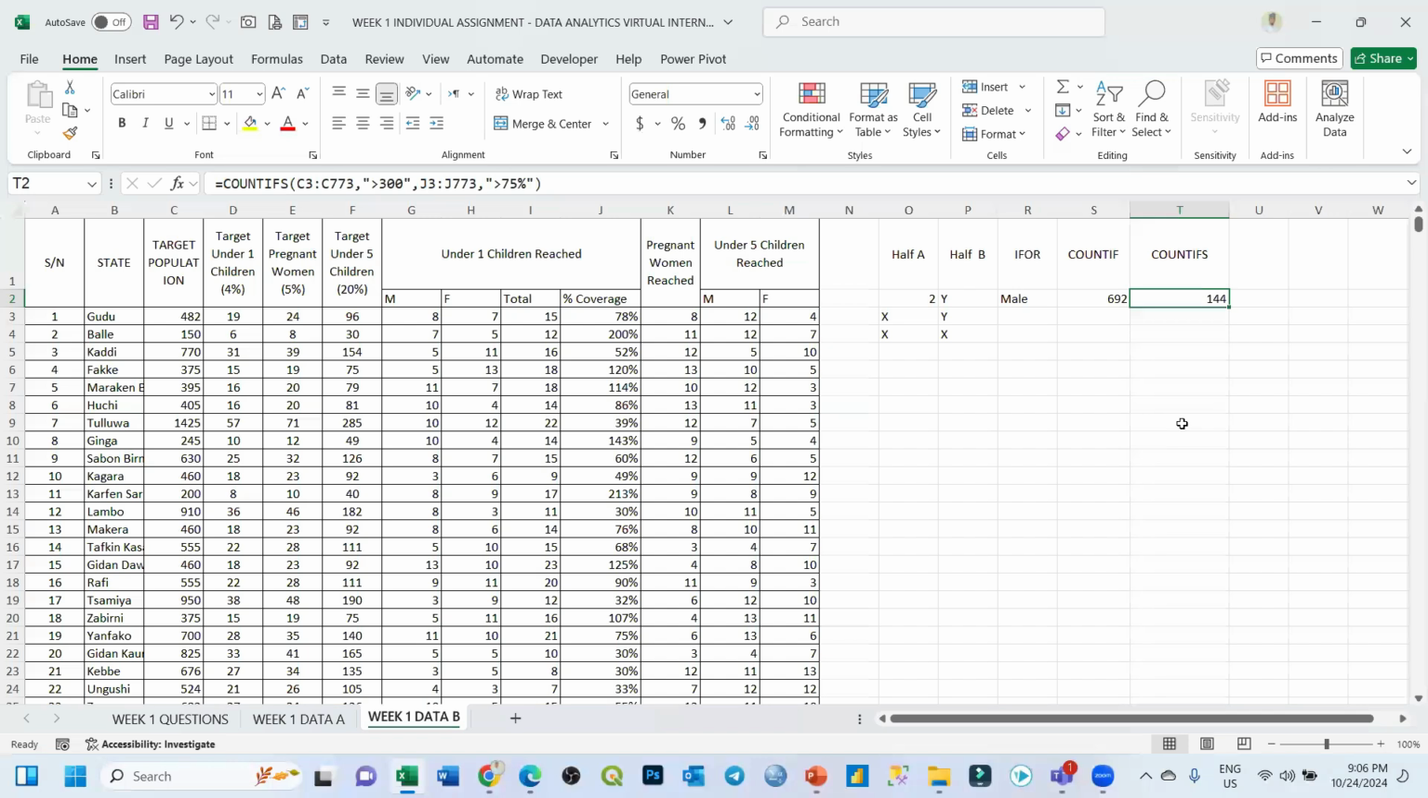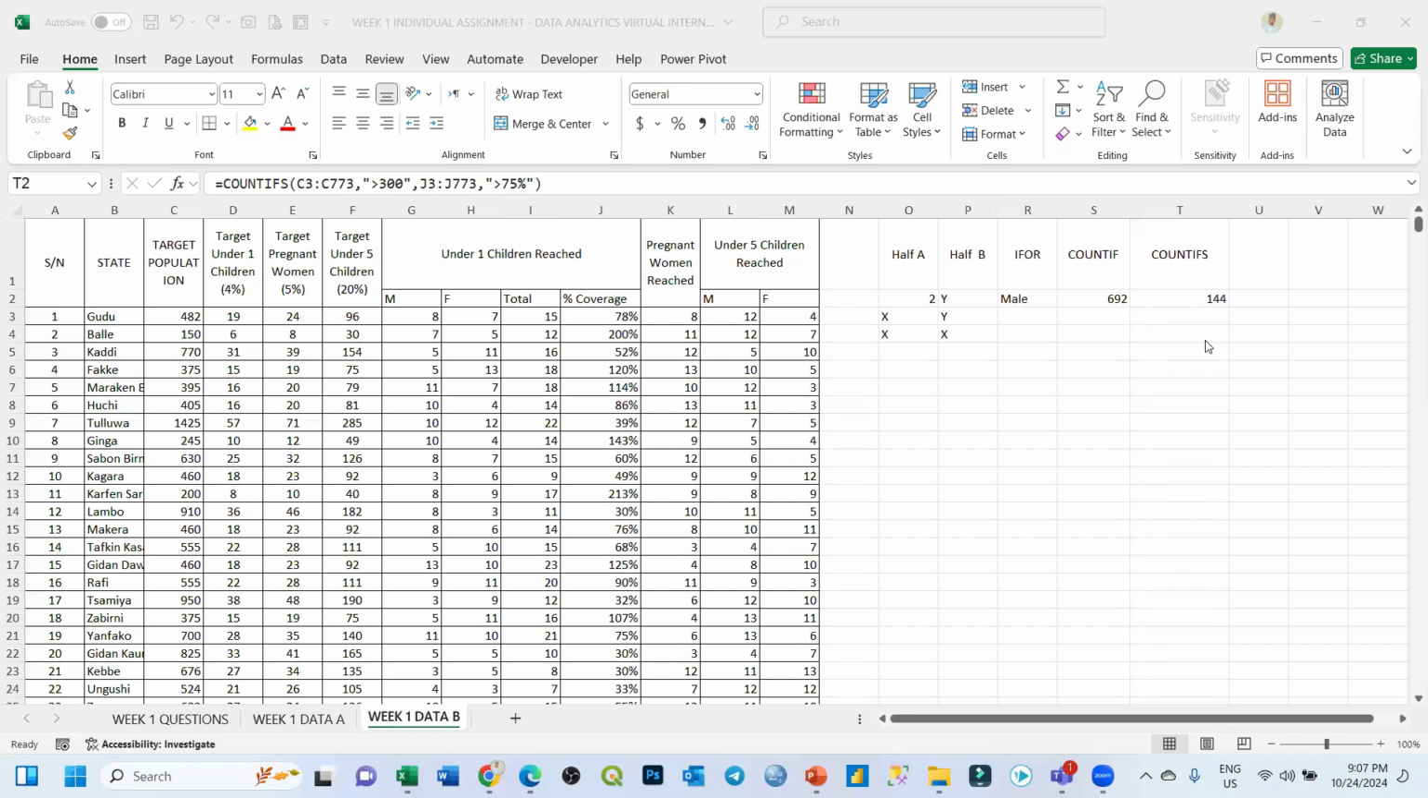144 states with more than 300 target population and what? More than 75% coverage. This is what COUNTIFS did for you. So you are counting based on a particular criteria. You can be asked to count how many students have more than 10 marks, or how many staff are collecting more than 200 salary.